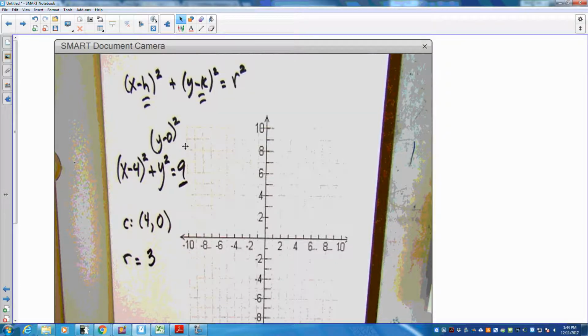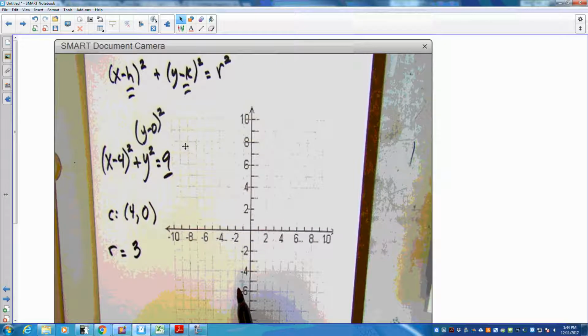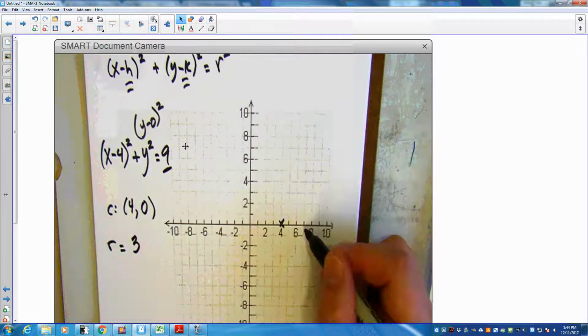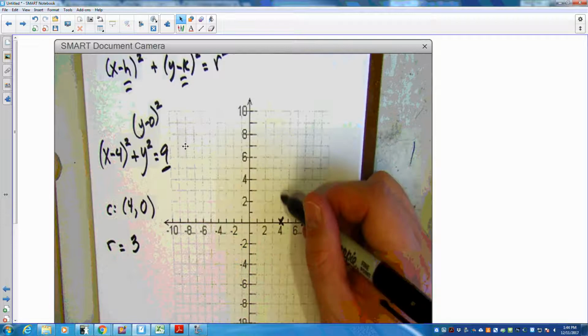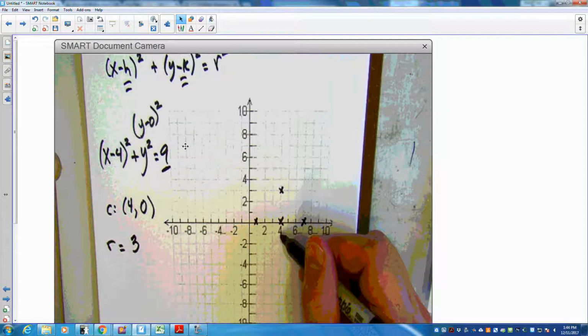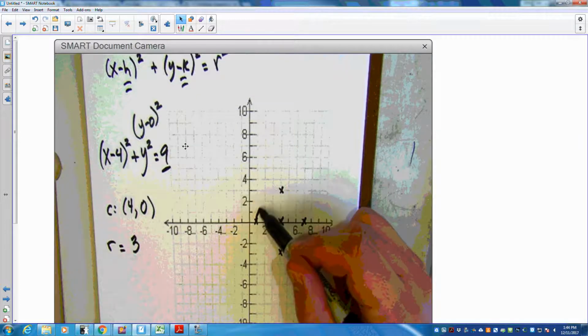So where are we going to go first? What, 3 in every direction? No. We're going to go to 4, 0 first. Now what? 3 in every direction, okay? So here we go, 1, 2, 3, 1, 2, 3, 1, 2, 3, 1, 2, 3. Just draw my nice, pretty circle.